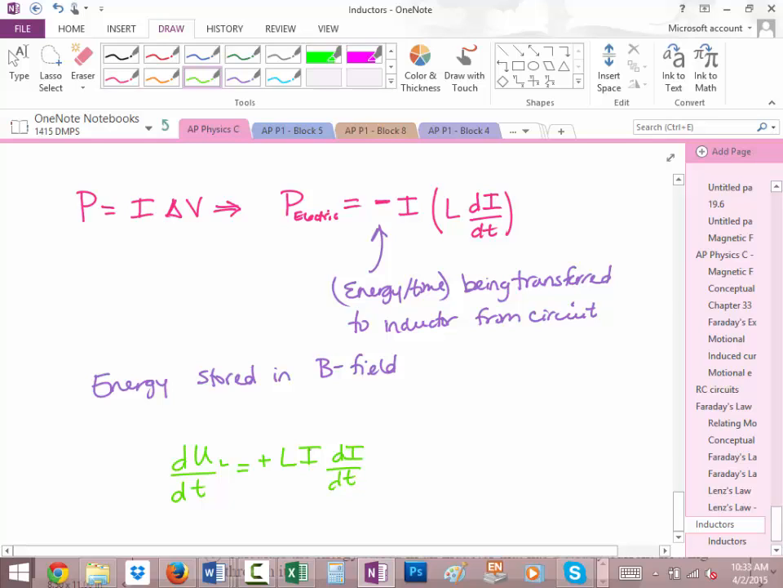Multiply both sides by dt. Let's multiply both sides by dt to get rid of the dt, and then we can integrate. Wait, why is it positive? Because the derivative of energy is the negative of power, right? Okay.